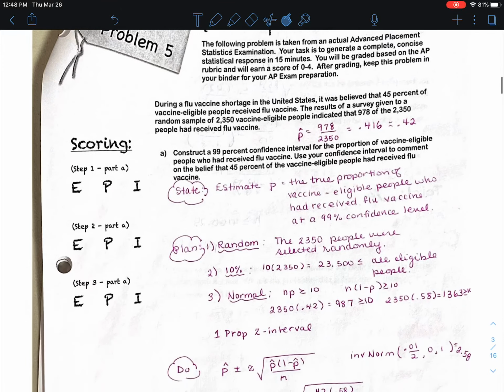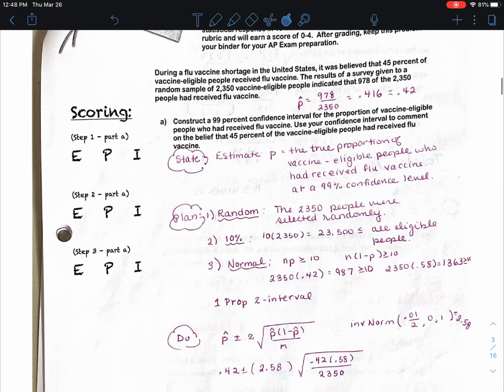Okay, all right, and then down here, this was talking about if there was a shortage of flu vaccines. They took a survey. It says in a random sample of 2,350 vaccine-eligible people, 978 of the 2,350 people had actually received the flu vaccine. So this gets labeled as p hat. This is a sample proportion. If you want to write that as a decimal, that's fine, 0.42.